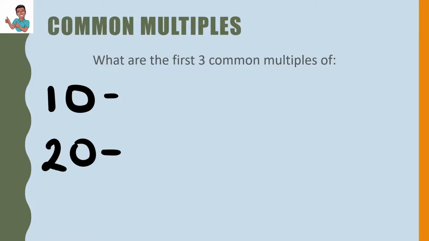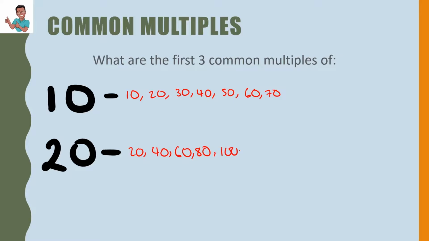Okay, let's have a look at common multiples. The question is asking us for the first 3 common multiples of 10 and 20. Okay, let's start off by writing out a few multiples. Okay, let's do the same for 20. Okay, when we're talking about common multiples, we're talking about multiples that occur in both of the given numbers.